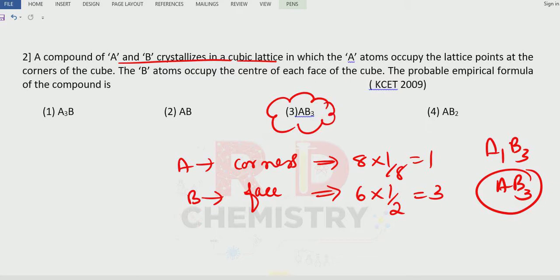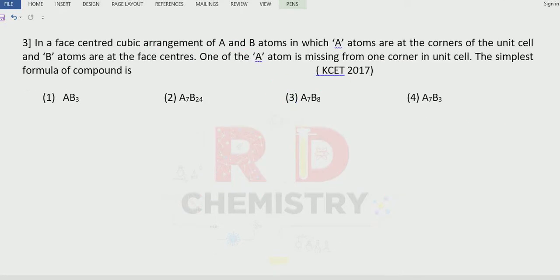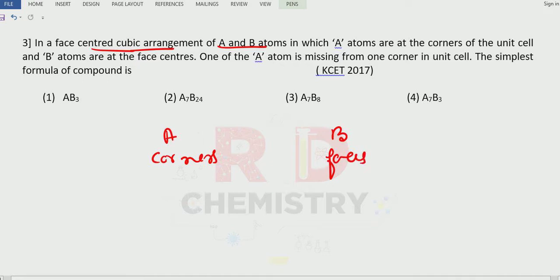Question number 3. In the face-centered cubic arrangement of A and B, A atoms are at the corners and B atoms are at the faces. You know that 8 corner particles, with contribution 1 by 8, is equal to 1. 6 faces, contribution 1 by 2, is equal to 3. So it should be a 1 is to 3 ratio. But they are continuing the question.